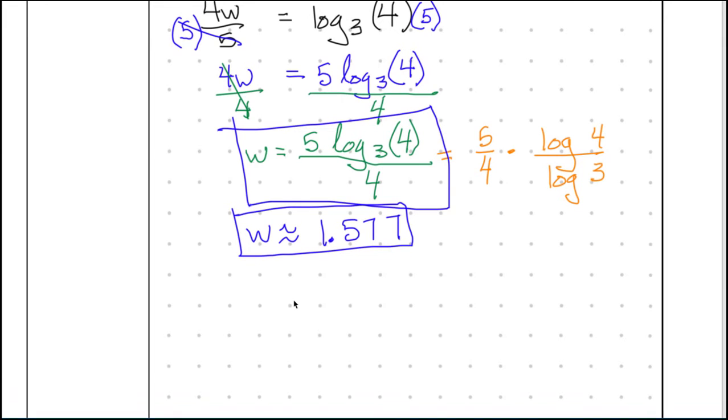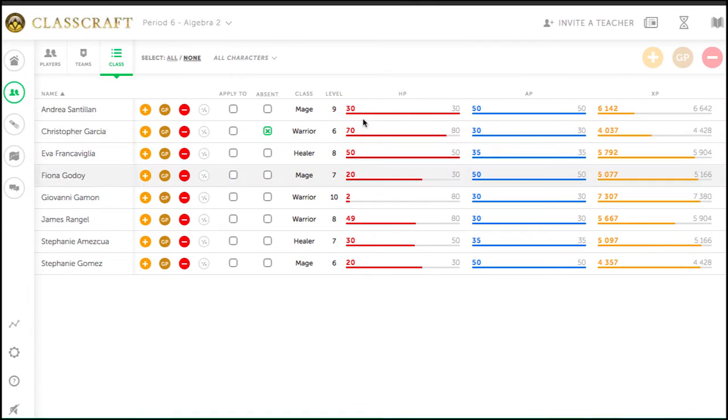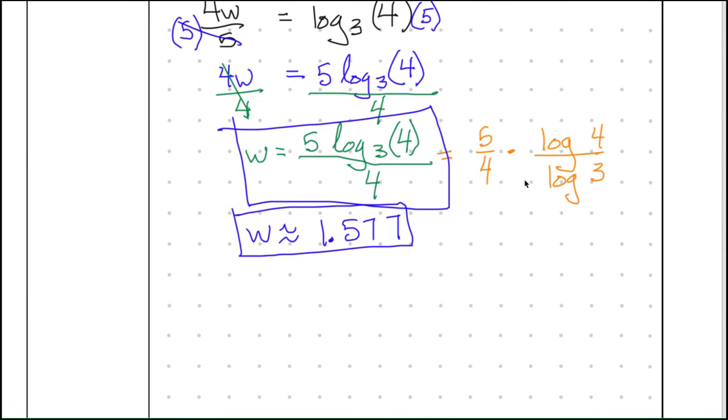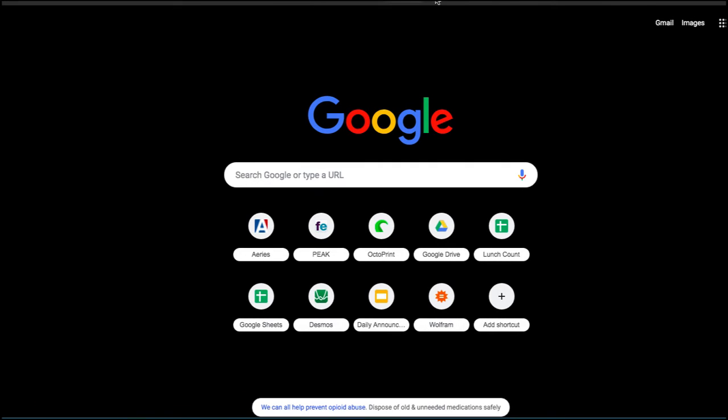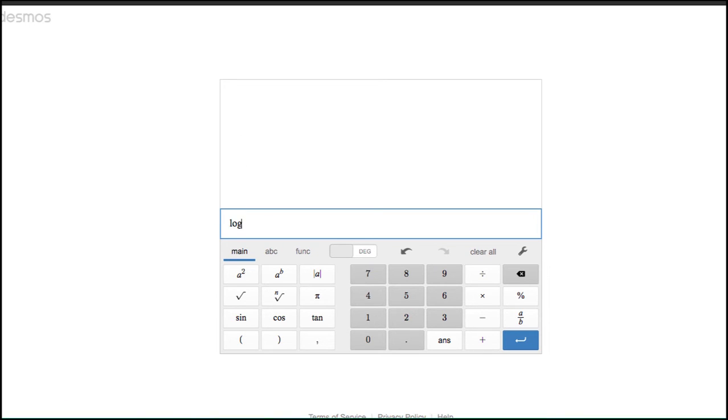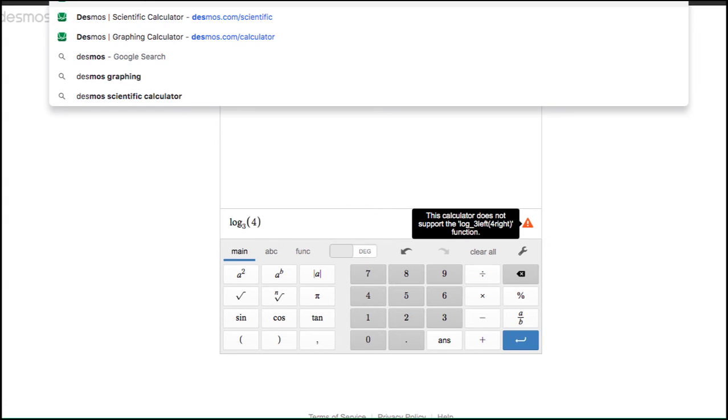Again, you can enter log base 3 of 4 on your phones and on your Desmos calculator if you want. It seemed like most people didn't know what they're doing, so I'll show you. If I go to desmos.com/scientific and do log base 3, this one doesn't work. It says it doesn't support that function. But if I go to desmos.com/calculator, which is the graphing calculator, it does support that.